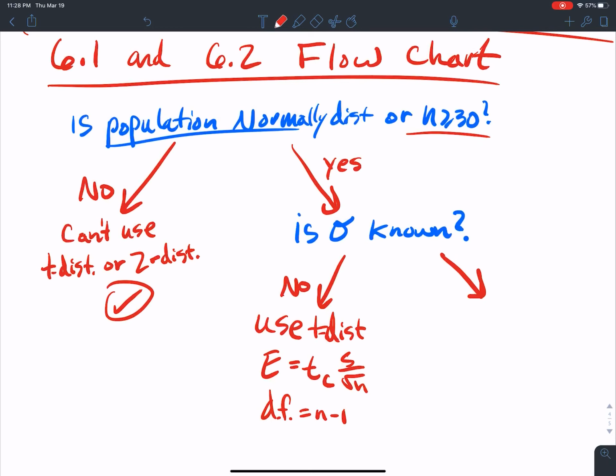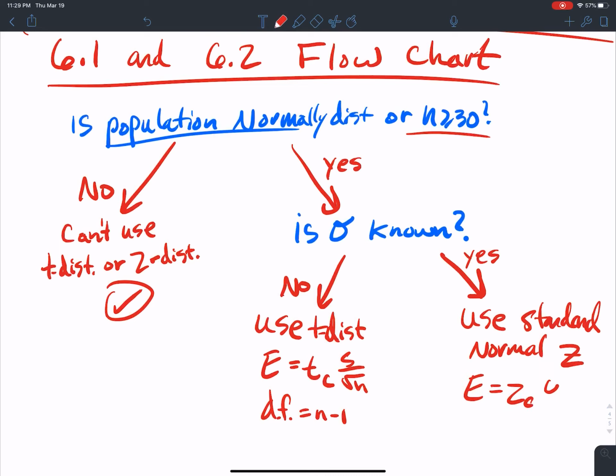If the answer is yes, I do know sigma, then I use the standard normal, which is the z, okay? The z distribution. So that's where E is z_c sigma over the square root of n, all right?